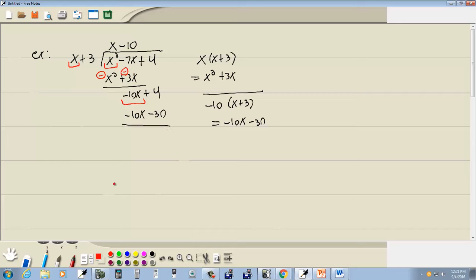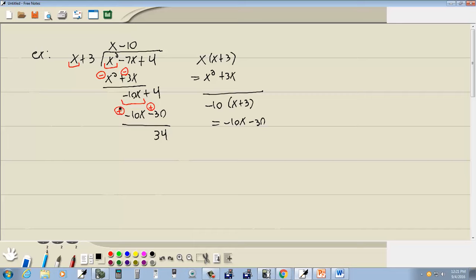And then we're going to subtract that line, which means flip signs. So this negative here becomes a positive, and this negative becomes a positive. Negative 10x plus 10x cancels. 4 plus 30 gives us 34.